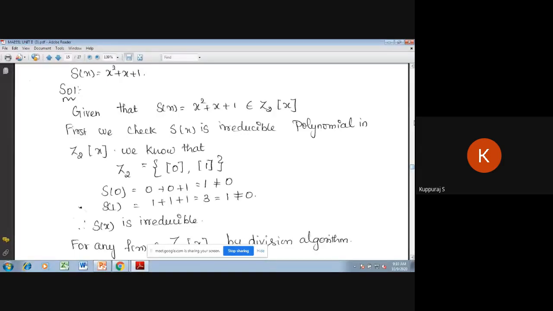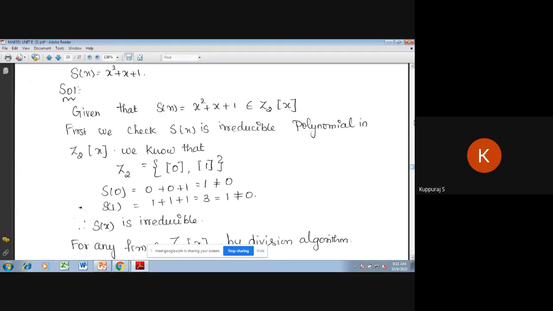The Z2 contains the two classes 0 and 1. So check whether S of x will be satisfied by either 0 or 1. Putting x equals 0 in the given polynomial, S of 0 is equal to 1. So 1 is not equal to 0, so 0 is not the root of the given polynomial.